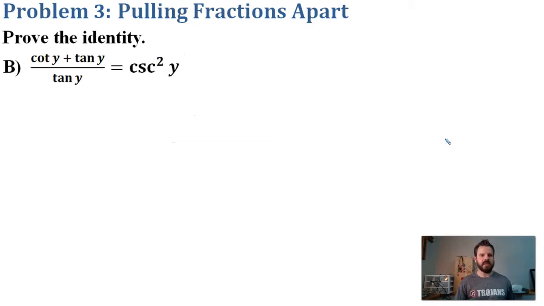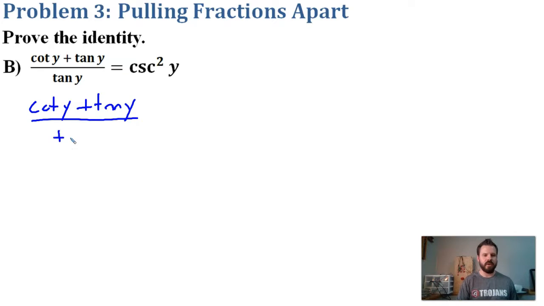All right, like we said, part B is another pulling fractions apart proof. I want to go from a fraction with addition in the numerator down to, in this case, just one part, but what we'll show you is that I really have two things here if I think in terms of Pythagorean identities. So we'll show you how to wrap this one up a little bit different. Okay, so I'm going to start off with the more complicated side, cotangent y plus tangent y over tangent y.